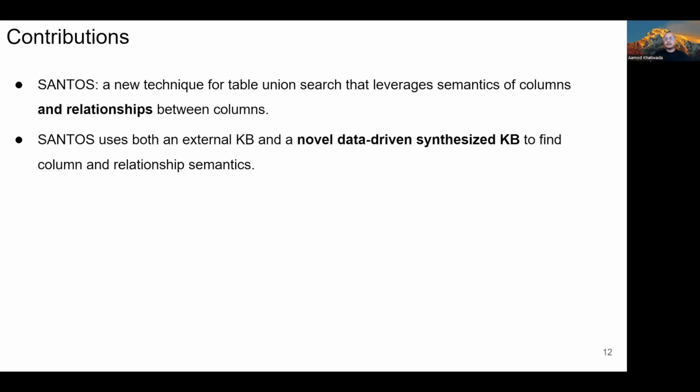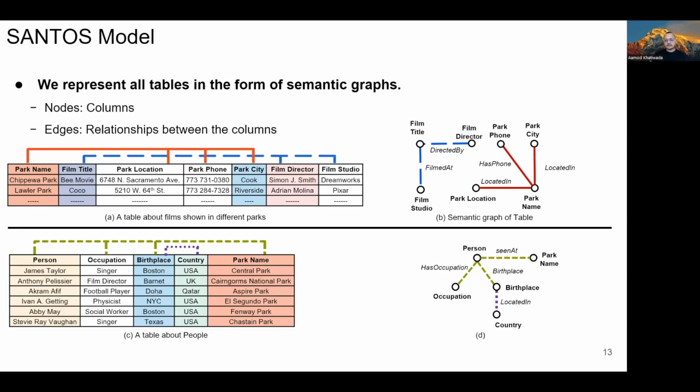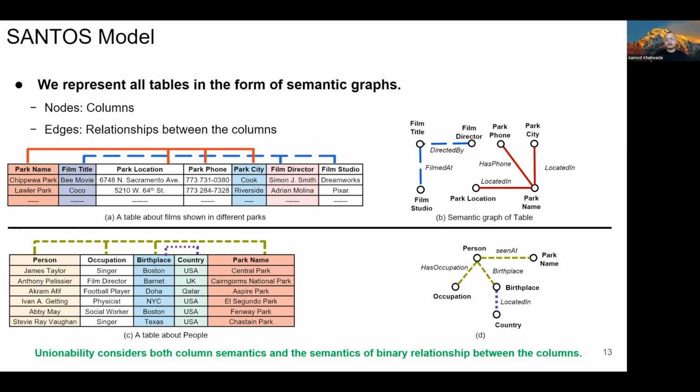In SANTOS, we make use of an external knowledge base and create a data-driven synthesized knowledge base to infer column semantics and relationship semantics. Now we will present the building blocks of SANTOS at a high level. As we want to make use of column semantics as well as the relationship between the column pairs, we represent each table in the form of a semantic graph, where the nodes represent the columns and edges represent the binary relationship between the columns. For example, the semantic graph for table A and table C are shown in figure B and figure D respectively. By using the semantic graph, we can consider both column semantics and the binary relationship between the columns.